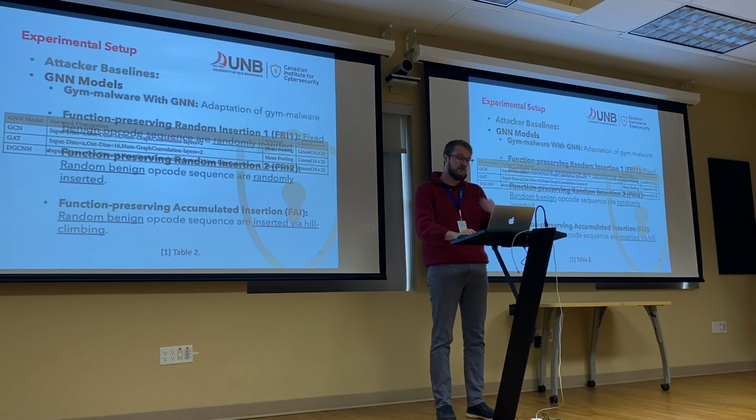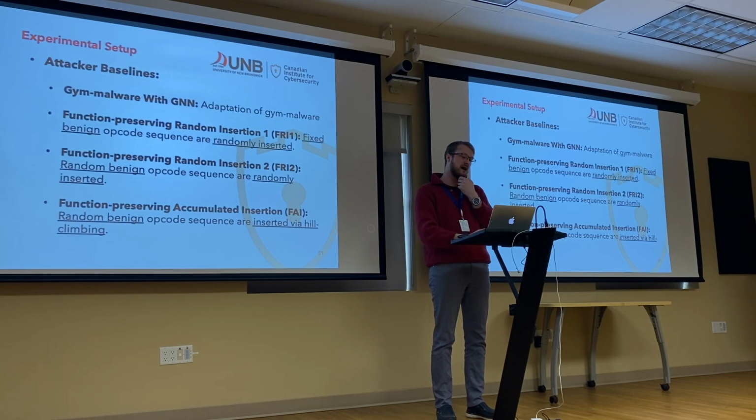They also consider several different baselines. One is called Jim malware that they adapt for use with the GNN, which is a similar setup to what they're doing, even though, spoiler alert, it achieves really bad results here. They also consider function preserving random insertion. Here they basically just extract one fixed benign opcode that they randomly insert into the malicious binaries. So that's the first case. The second case is they randomly pick benign opcodes and then randomly insert them so they can measure the difference between those two things.